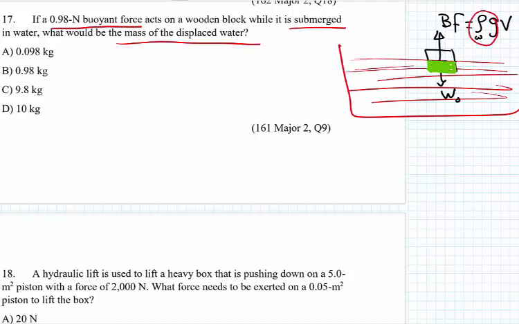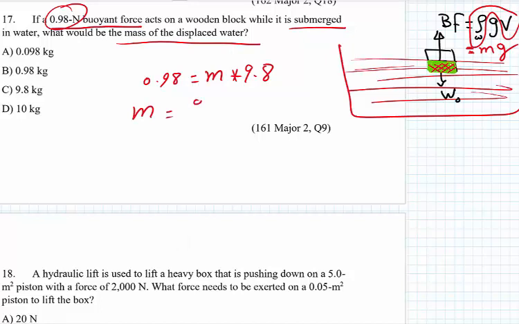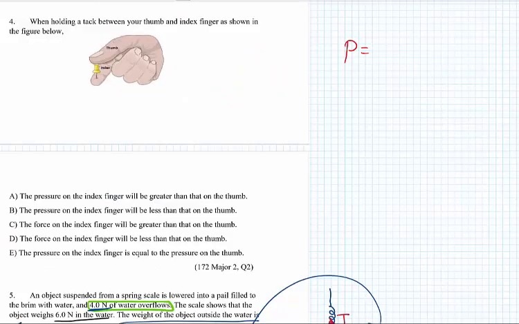Of course, rho times g times V equals the mass of the displaced water times g, which gives you the buoyant force. So the buoyant force here is 0.98, which equals the mass of the displaced water times g, which is 9.8. So the mass is 0.98 divided by 9.8.